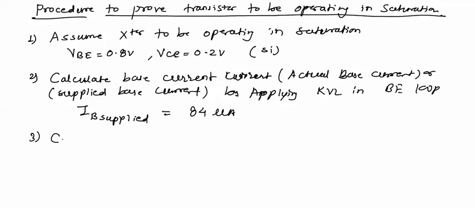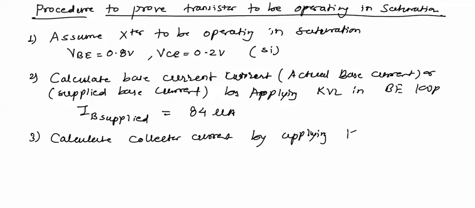Now in the third step, calculate collector current by applying KVL in collector emitter loop. Just now we have calculated this collector current IC by applying KVL in collector emitter loop. We didn't use this equation IC is equal to beta IB, and we have calculated this collector current IC equal to 4.9 milliamperes.